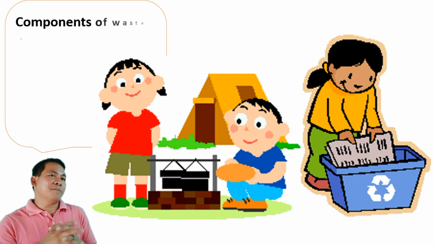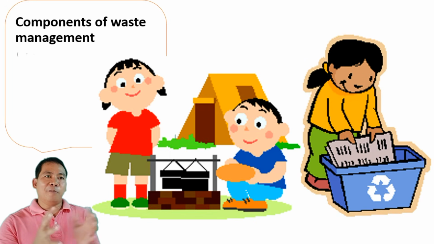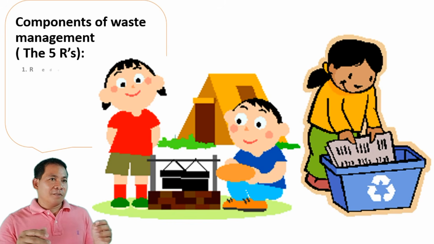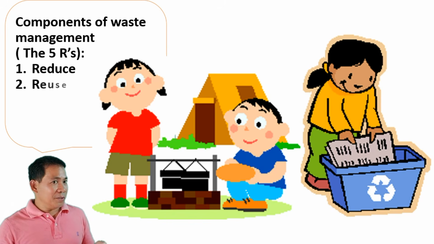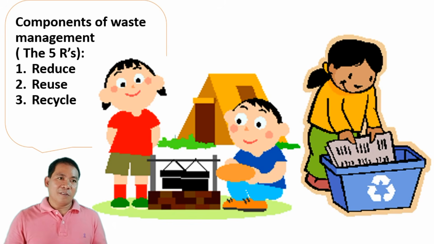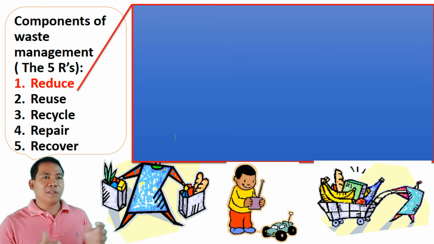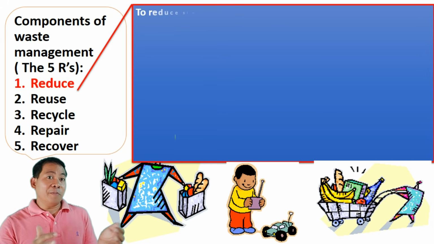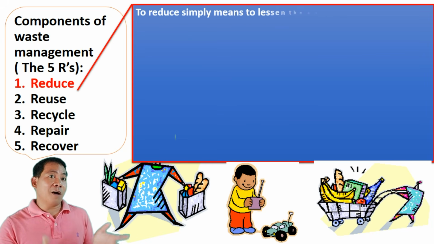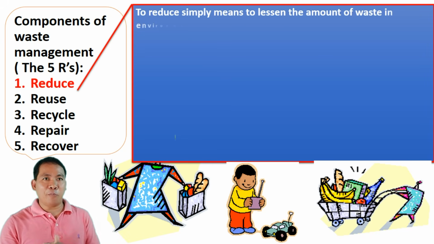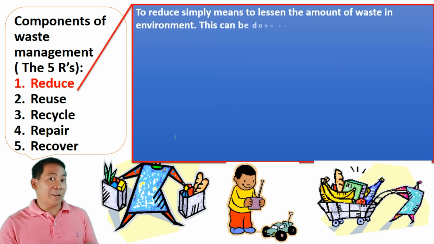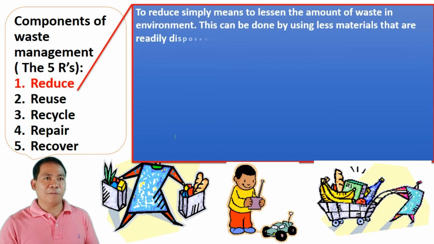Components of waste management: the 5 R's. Reduce, reuse, recycle, repair, and recover. Reduce. To reduce simply means to lessen the amount of waste in the environment. This can be done by using fewer materials that are readily disposable.